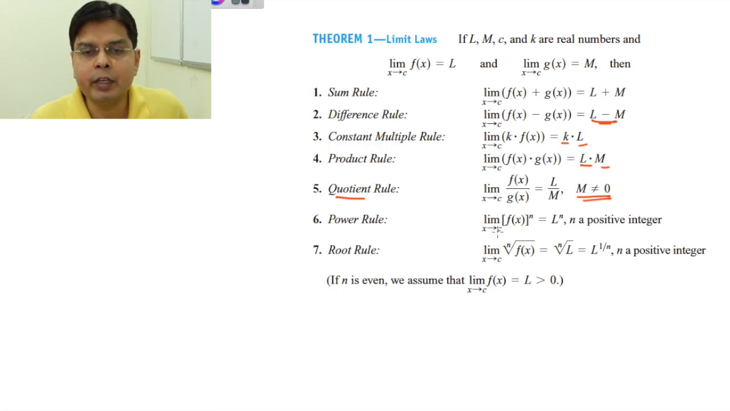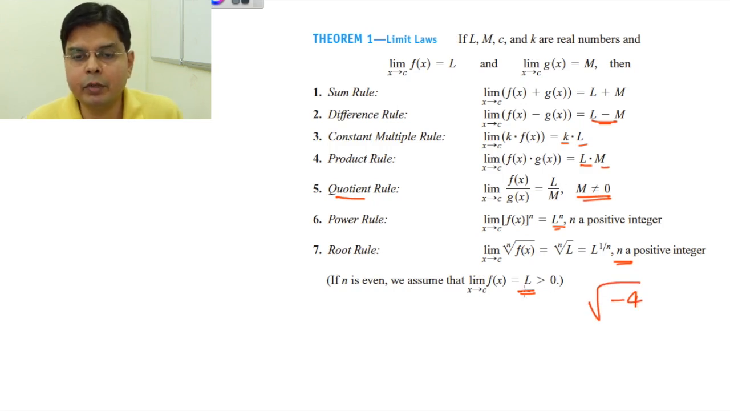Similarly, power rule: the limit as x tends to c of f(x) to the power n will be L to the power n, where n is a positive integer. And root rule: I have to find the limit as x tends to c of the nth root of f(x), this will be the nth root of L, or L to the power 1 by n, where n is a positive integer. And if n is even, we assume that the limit as x tends to c of f(x) is equal to L, which is greater than 0. Why does it have to be positive? Because for an even root, if this is negative, then you cannot have something like square root of minus 4 as long as you are dealing with real numbers. So that's why we are assuming that L is greater than 0. So these are the limit rules.